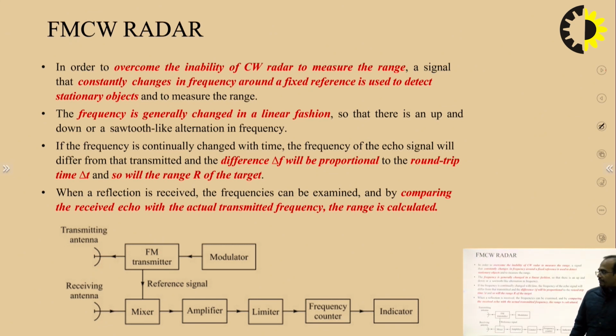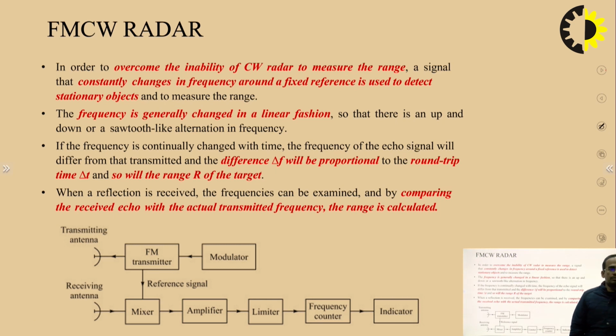Now next is the FMCW radar. In order to overcome the inability of the CW radar to measure the range, a signal that constantly changes in frequency around a fixed reference is used to detect stationary objects and to measure the range. The frequency is generally changed in a linear fashion so that there is an up and down or a sawtooth-like alteration in frequency.